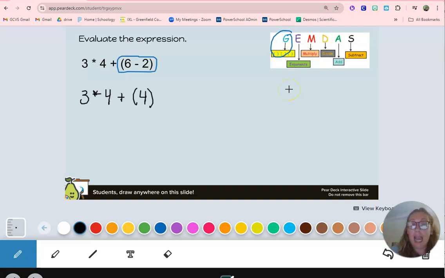I do not see any exponents. So next we focus on multiplication and division. We only have one multiplication here. This is our 3 times 4, which gets us 12 plus 4. No more multiplication and division. So we move on to addition and subtraction. 12 plus 4 gets us that final total of 16. Beautiful. Simplifying our answer to 16.